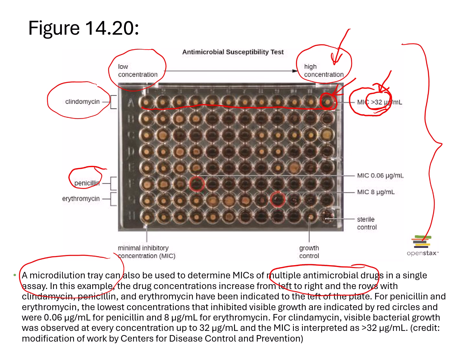For penicillin, I can see the first well that looks clear is the one they've circled here. So that's the minimum inhibitory concentration. For erythromycin, it looks like they've circled this one. That's the first well that is clear.